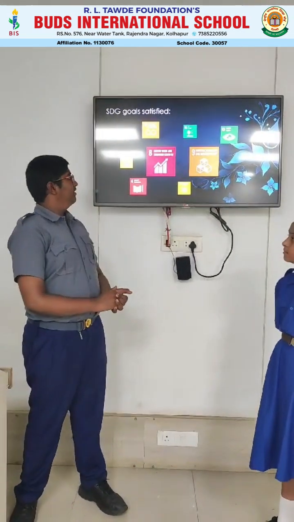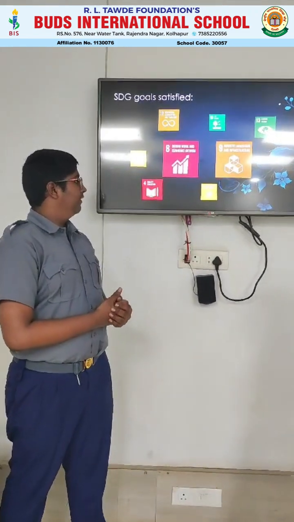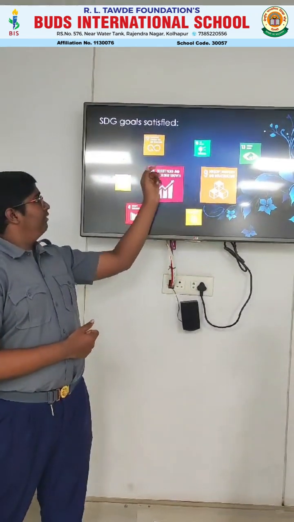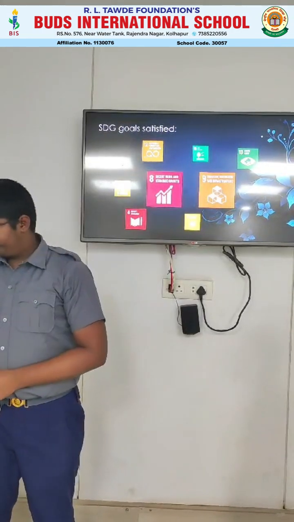Now, what are the SDG goals satisfied by our project? The SDGs satisfied are 7, 8, 9, 4, 11, 12, 13 and 15.